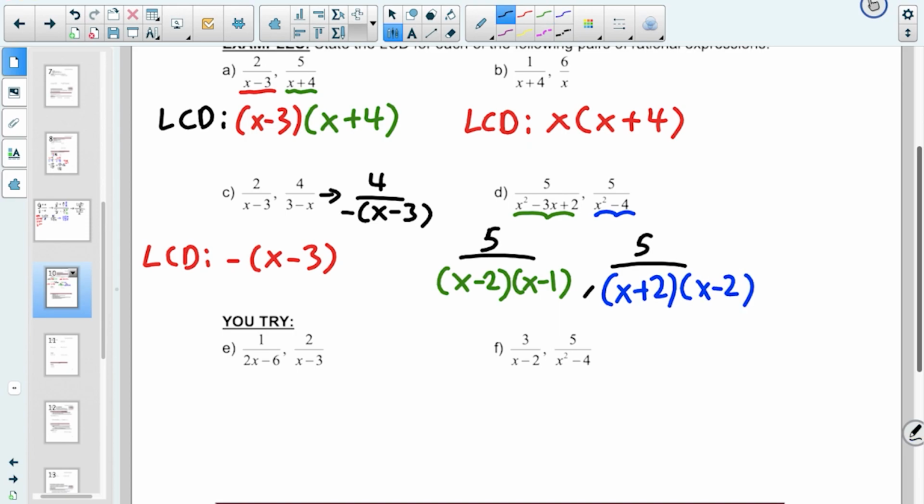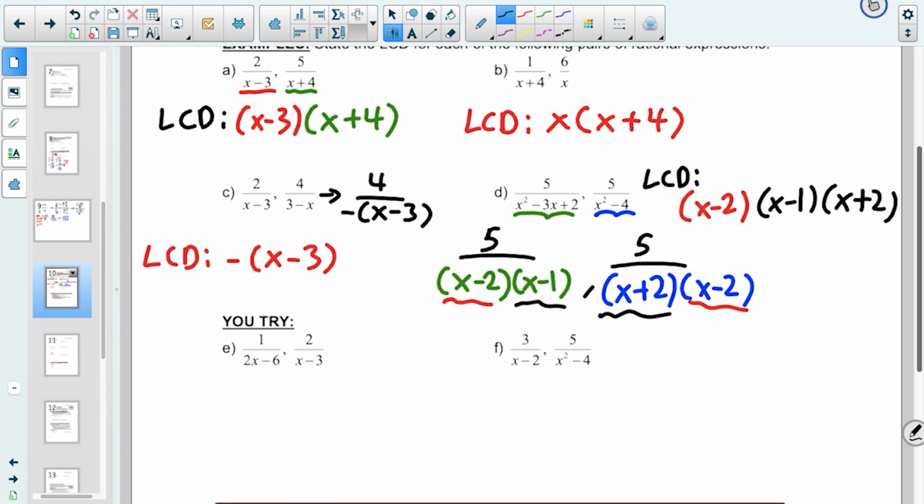So what we're going to see in this case is we need to look at what common factors we already have. So in this case, we have an x minus 2 in both already, so that's going to be part of our LCD. But we also need to make sure that we include everything else that we don't see in there. So you'll notice that we have an x minus 1 that needs to be included, as well as an x plus 2. And let me squeeze that in here. So we've got x minus 2, x minus 1, and then x plus 2. So all of that is going to be our lowest common denominator.